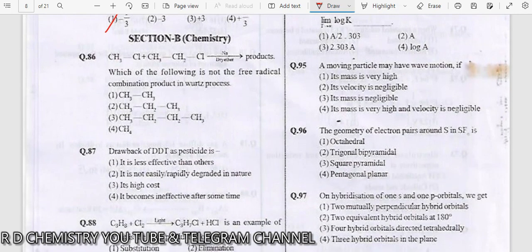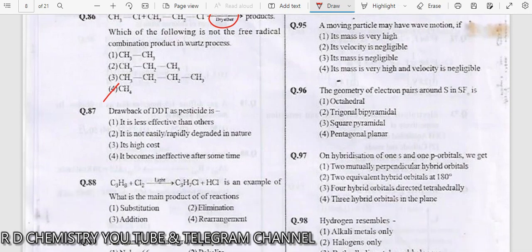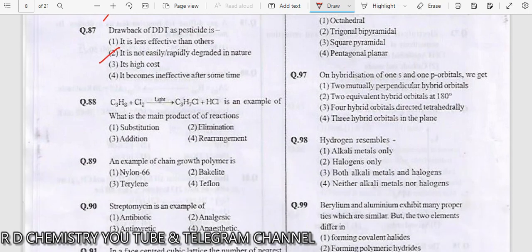Section B, chemistry. Question number 86, again from the Wurtz reaction. Answer is option number 4. Question number 87, drawback of DDT from the haloarene chapter. Answer is option number 2 here. Question number 88 is from halogenation of alkanes from the alkane hydrocarbon chapter. Answer is option number 1.